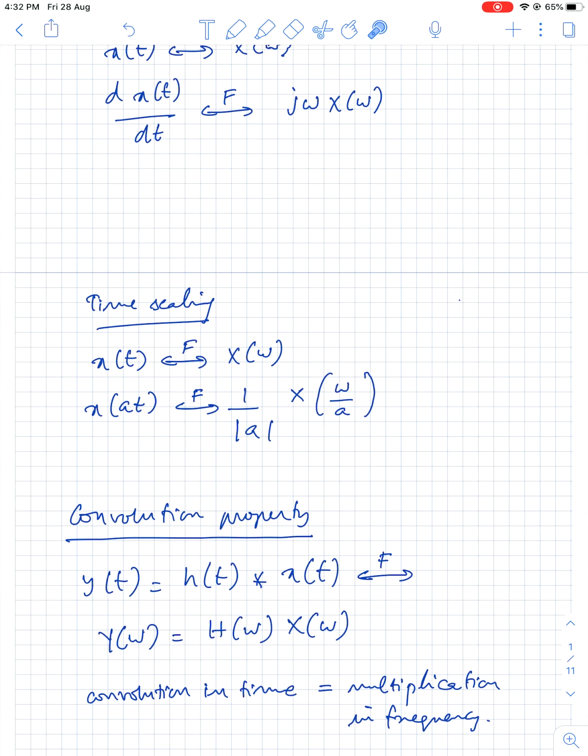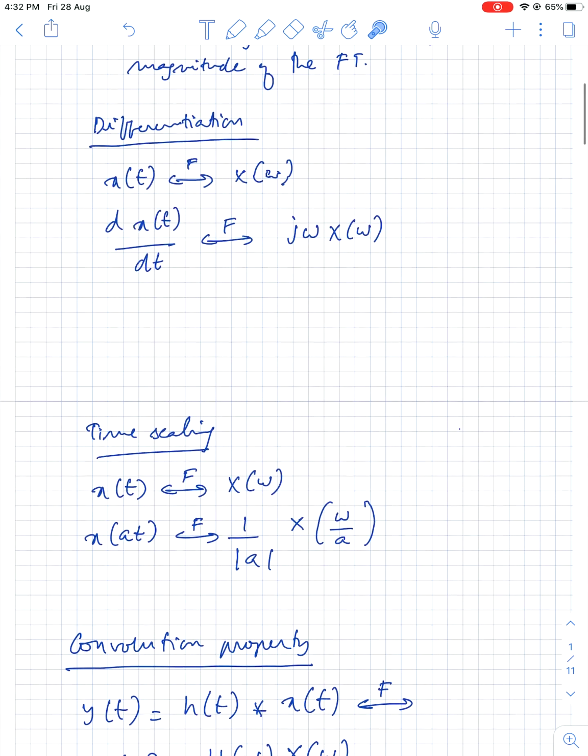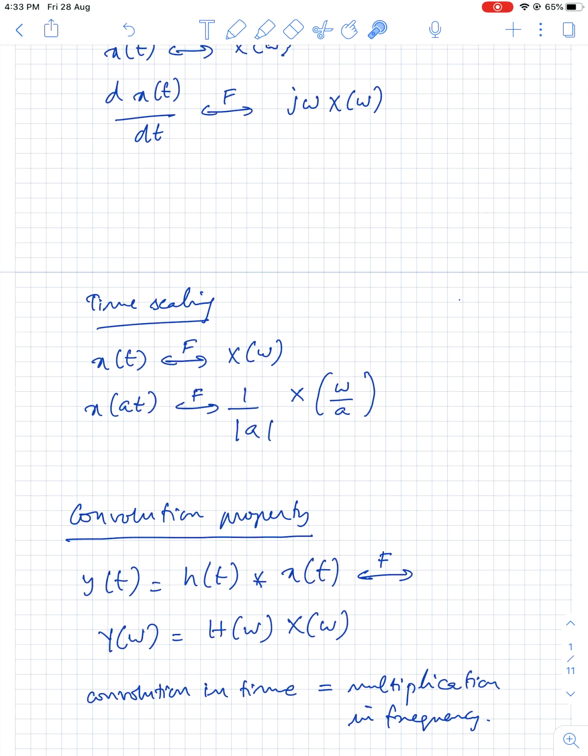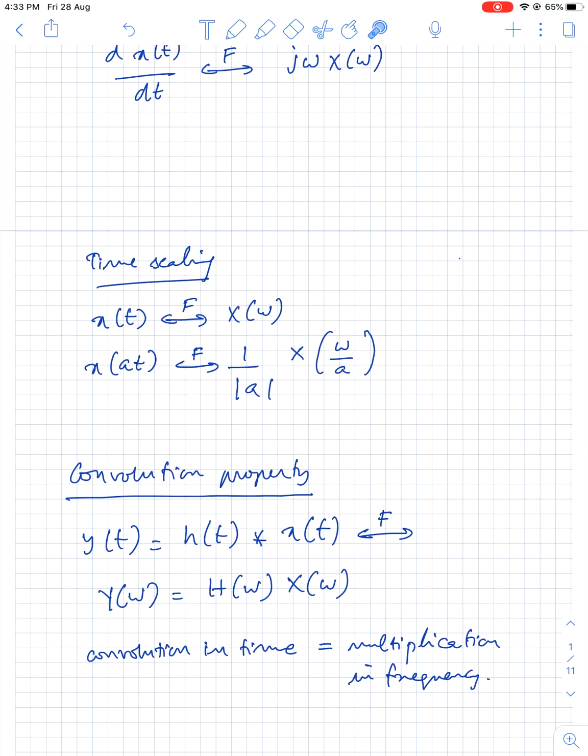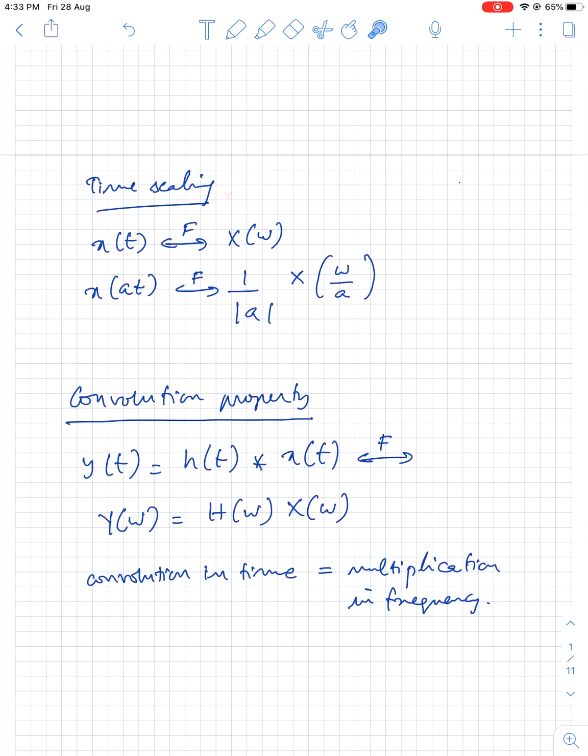The next property is that of time scaling. All these properties are very simple to prove. They go directly from the definition of the Fourier transform. If you apply the definition, the analysis formula, you will get the required property. At most you might have to do a change of variable. Please look at the textbook for the derivations. So the next property is that of time scaling. If x of t transforms to X of omega, x of a t, which is a time scaled version of x of t, transforms to 1 by a X of omega by a.